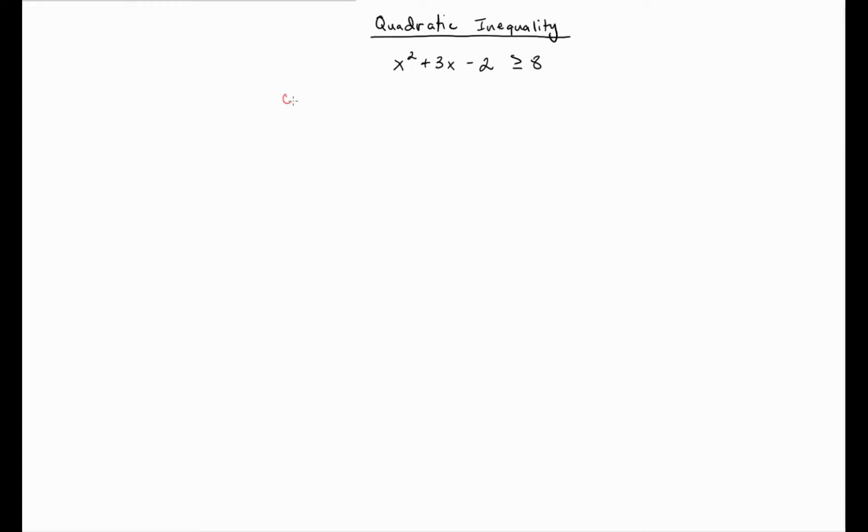I'm going to find my critical values by looking at the equality. All right, so I'm going to go ahead and solve this like I would any quadratic. First setting one of the sides equal to 0, then factoring. Once I've factored, I'm going to use the zero product property to find those zeros.